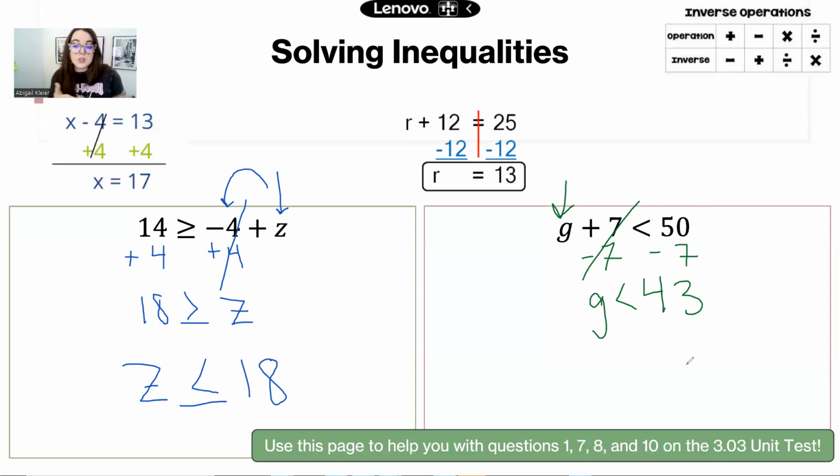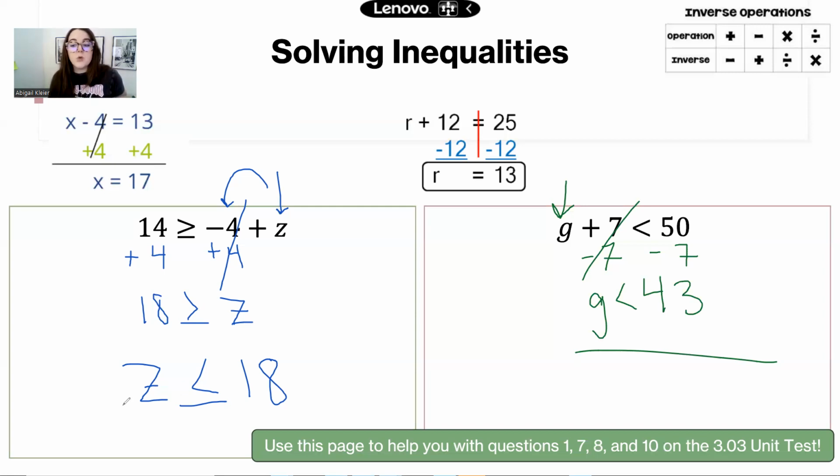As always, you can use your calculator on these. If you're not sure when you're doing that computation step and want to check your work, go for it, use your calculator. But often these computation steps will not be too hard. Again, this is just one step. We only need to do one thing in order to isolate our variable. And now we have our solution, which is G is less than 43.